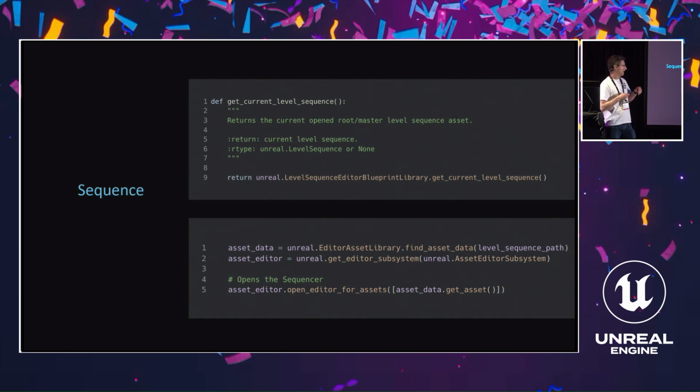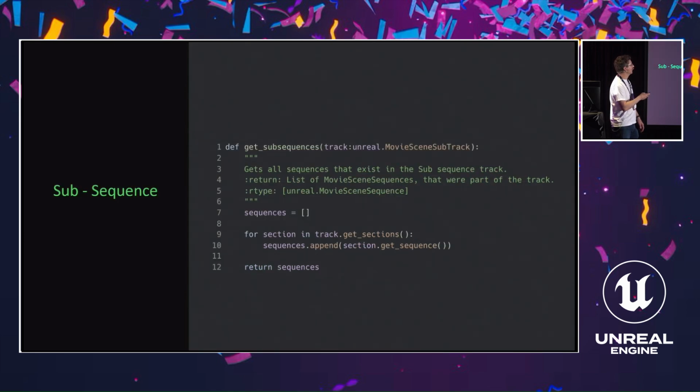And to do that, you go Unreal Editor Asset Library, find asset data, and you pass in the location to the level sequence that you want, and then you get the editor's subsystem, asset editor subsystem. It's not an instance. You basically get the asset editor subsystem that is currently running, and then you tell it to open the editor for assets, and you pass in the asset. It's kind of a little bit convoluted, but you just wrap that in a module, and it makes it nice and easy.